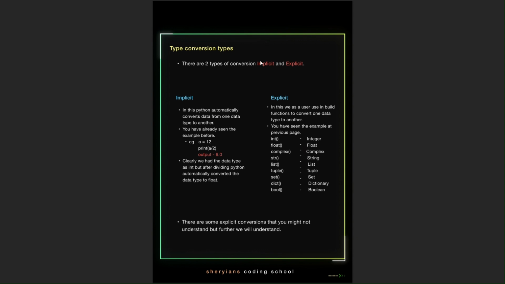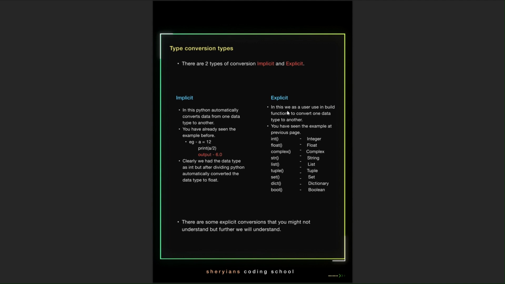Likewise, there are two types of conversions: implicit and explicit. Implicit is where Python automatically converts data from one data type to another. You've already seen the example before. Like if a is equal to 12, print 8 by 2, the output will be 6.0. Clearly we had the data type as int, but after dividing, Python automatically converts the data type to float.